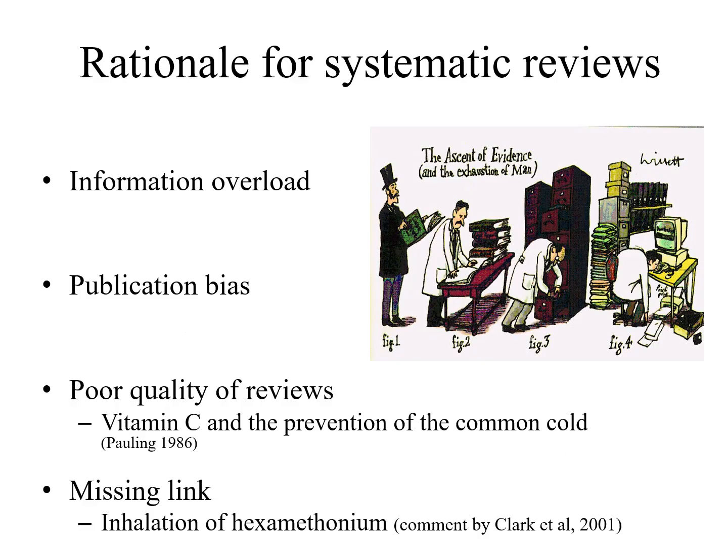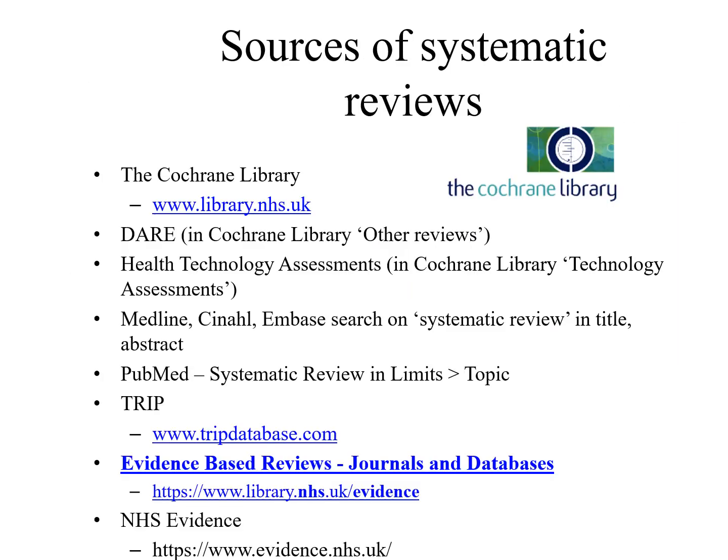So why do we need to summarize or do systematic reviews? Sometimes we have information overload. Sometimes there will be publication bias. We have to eliminate poor quality reviews. And sometimes there would be missing links in some reviews done. We have a variety of sources listed as the following. Most often we use Cochrane Library, PubMed, evidence-based reviews journals that would be readily available on the internet.